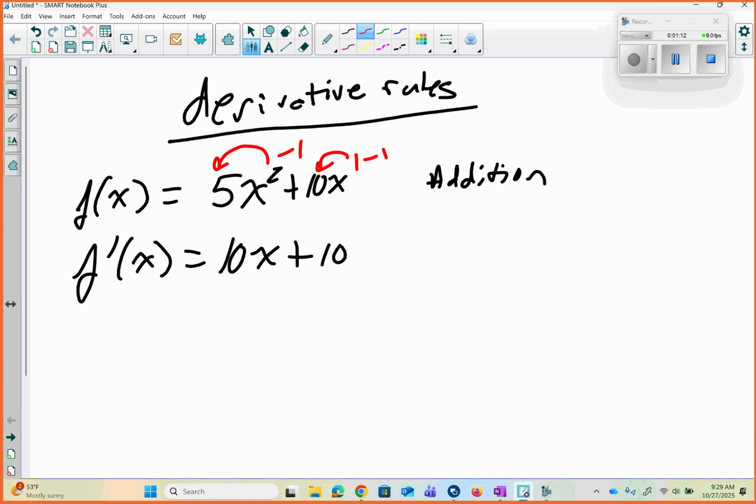The subtraction rule works the exact same way. You just make sure you keep the subtraction sign in there. So that's the first thing that we kind of covered. Agree? And we started talking a little bit of the quotient rule.